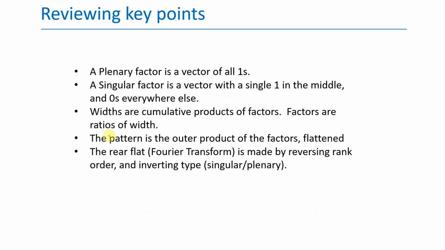That's all for this lecture. So let's review the key points. A plenary factor is a vector of all ones. A singular factor is a vector with a single 1 in the middle and zeros everywhere else. Widths are cumulative products of factors. Factors are ratios of widths. The pattern is the outer product of the factors flattened. The rear flat, or Fourier transform, is made by reversing rank order and inverting type, from singular to plenary or vice versa.